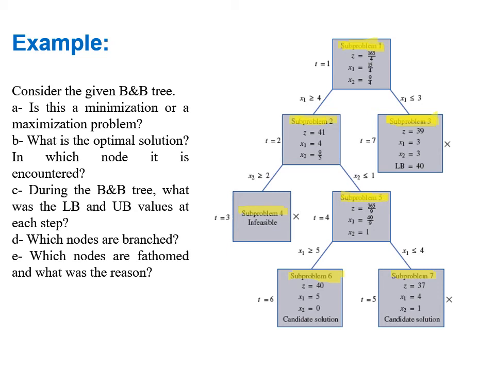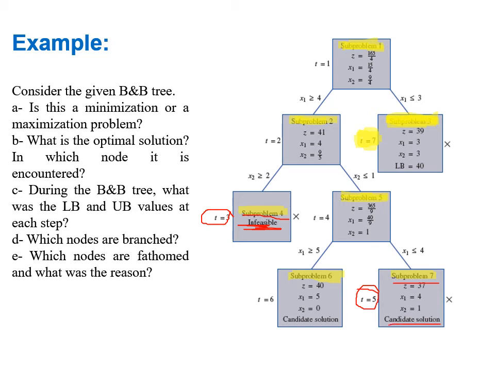As I said, we explored this node as the 7th node. This is the name of the problem, but this is the order in which we explore it. What is the reason for fathoming this node 3, subproblem 4? It's given here. It is because of infeasibility. Then what's the reason for fathoming node 5, which is subproblem 7?